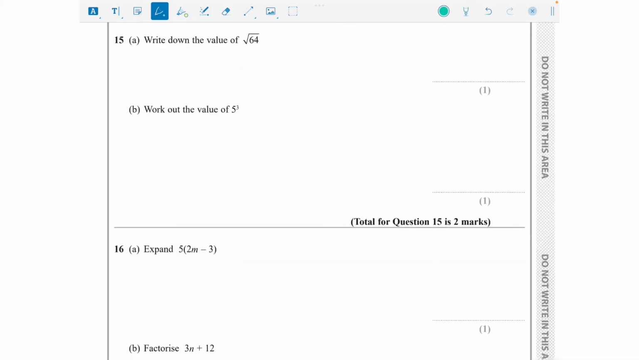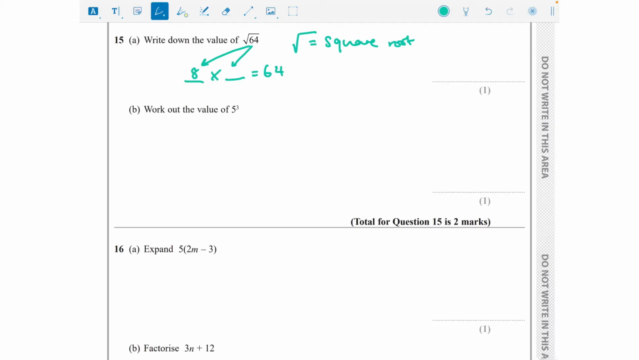Write down the value of the square root of 64. So that funny little tick thing, that means square root. So we're looking for a number that when we square it, we times it by itself, makes 64. So we are looking for something times something that makes 64, and both of those numbers need to be the same. So something times something that makes 64, and that would be 8.